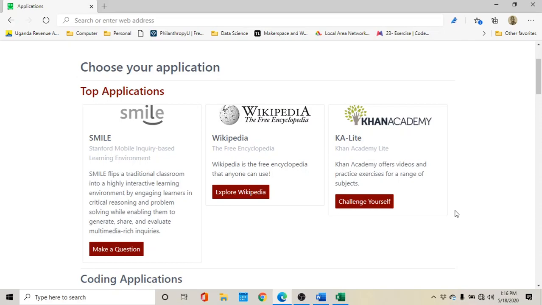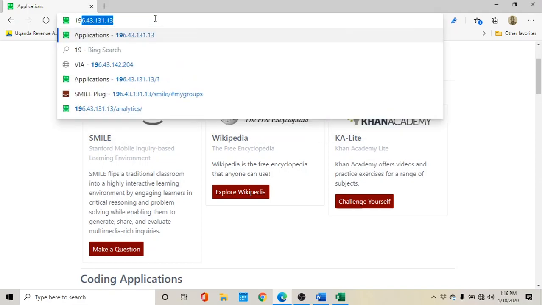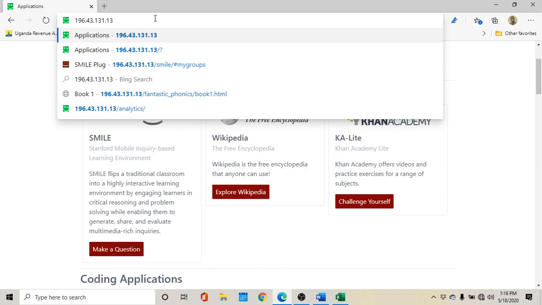Before, let's first connect our SmilePi. There's one that is on the internet, and to access that, just go to the web browser of your choice, and on the URL address bar, just enter the IP address 196.43.131.13 and then press enter. After that, it will take you to the application page you are seeing here. If you see this application page, just know you are in.